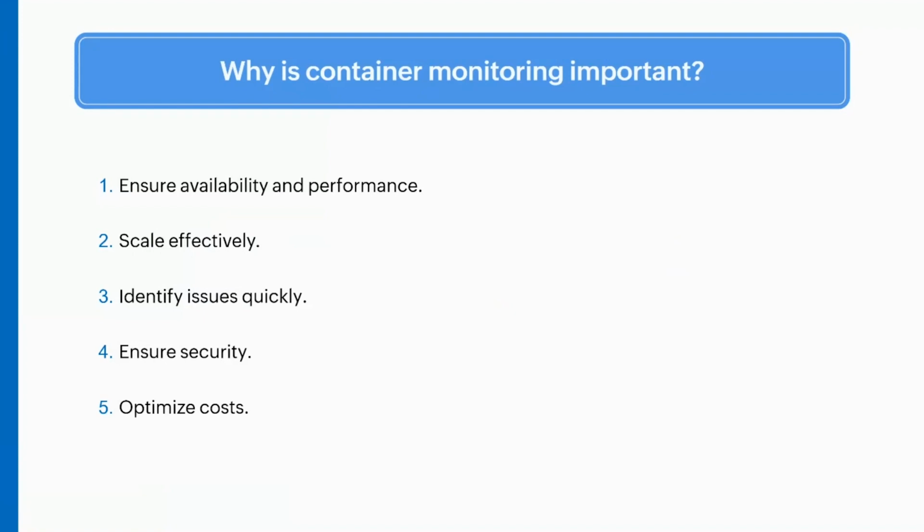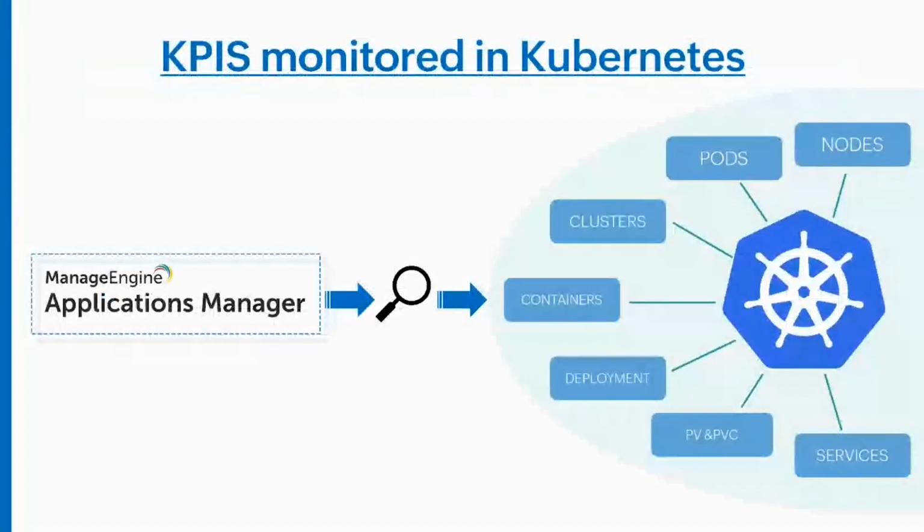Why is container monitoring important? Container platforms are rapidly growing because they give high scalability whenever you are deploying an application. You need not think about the resources you are allocating, and you can make sure the availability and performance of the applications which you are onboarding into the container platform will not be affected. You can optimize the cost, and identify and fix issues quickly when they occur in the container. The same can be monitored with the help of Applications Manager. And how are we monitoring these KPIs in our Kubernetes?